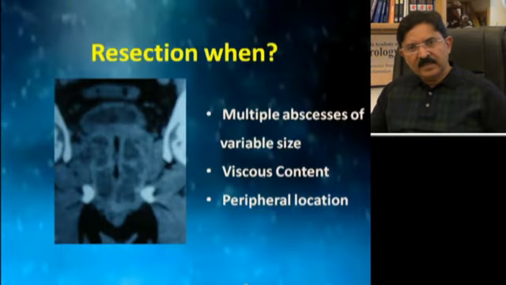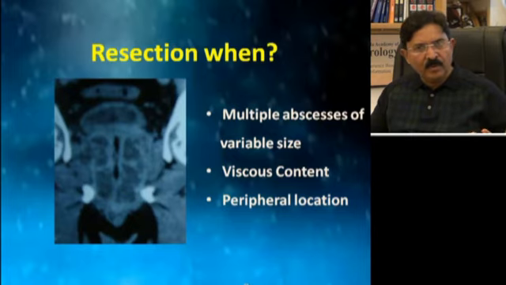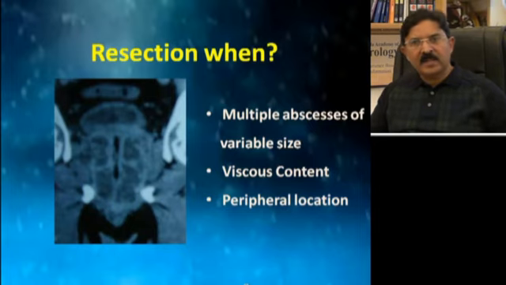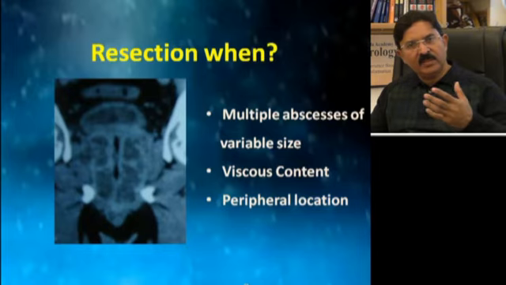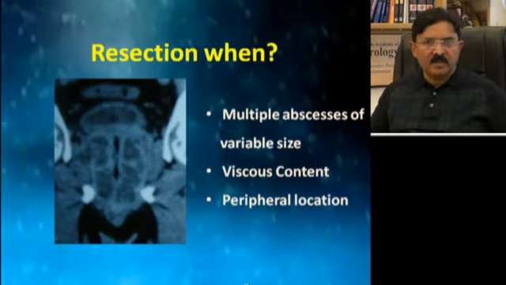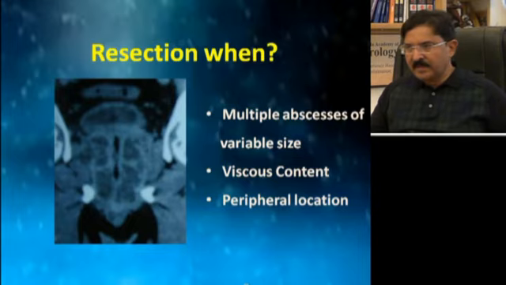So here you will go for making a bigger hole. And if multiple abscesses are present, and each abscess is of different size, and you expect the content to be viscous by transrectal ultrasound, and you see that the location of these abscess cavities is peripheral, you probably will have to do a regular transurethral resection and resect all abscess cavities.